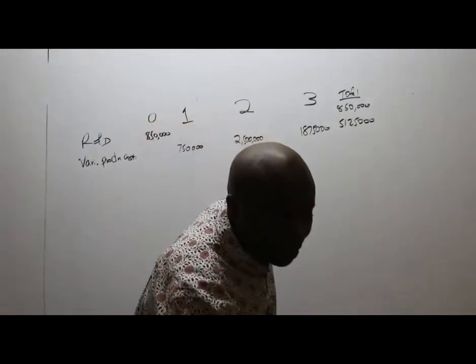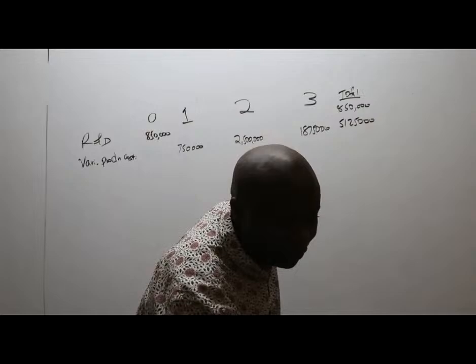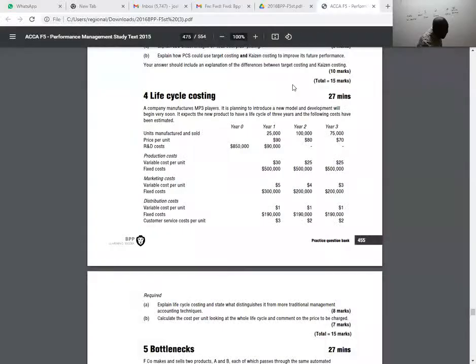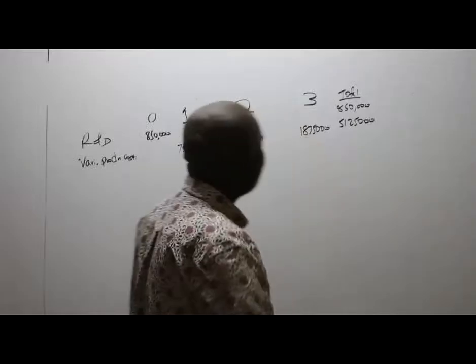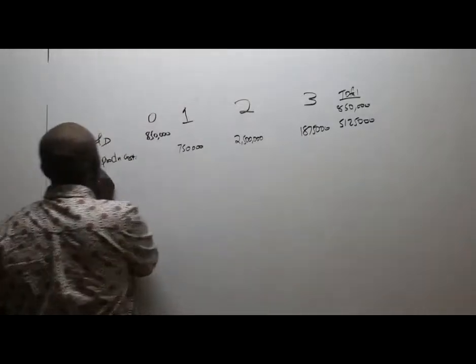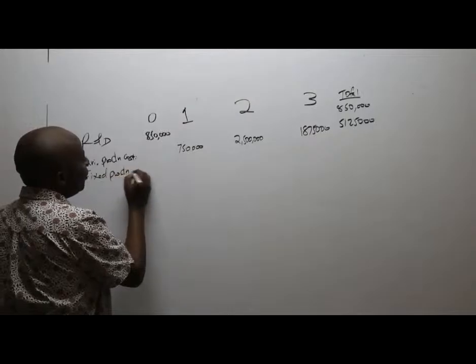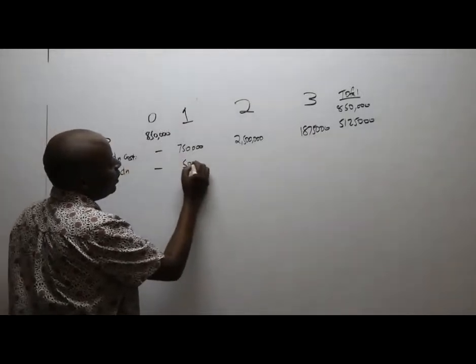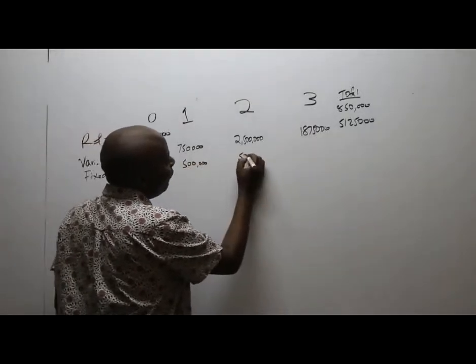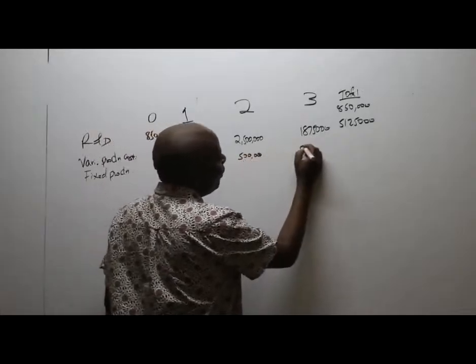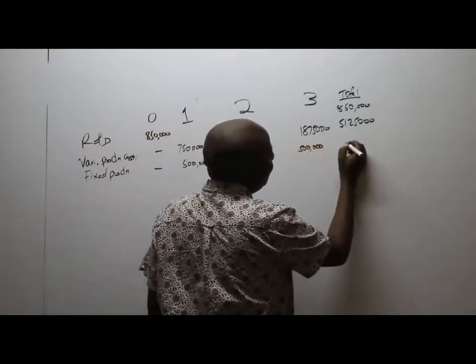The next expenditure given, ladies and gentlemen, here, this is a straightforward thing. It is called fixed production cost. So for fixed production cost, of course, we'll just copy the figures the way they are, because they've given us lump sums. Here we have 500,000. Here we have 500,000. Here we have 500,000. So could you kindly give me the total here?